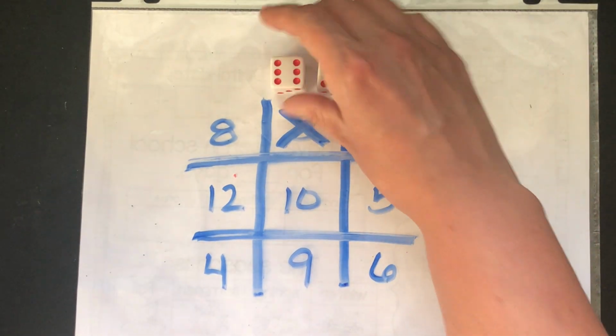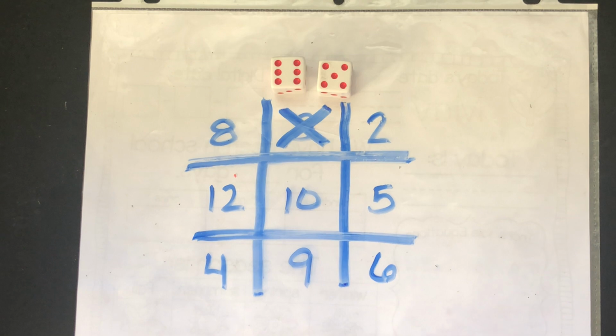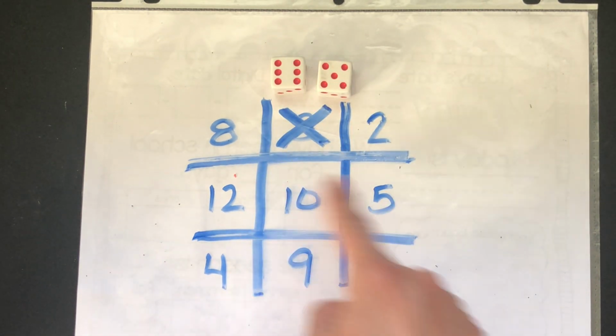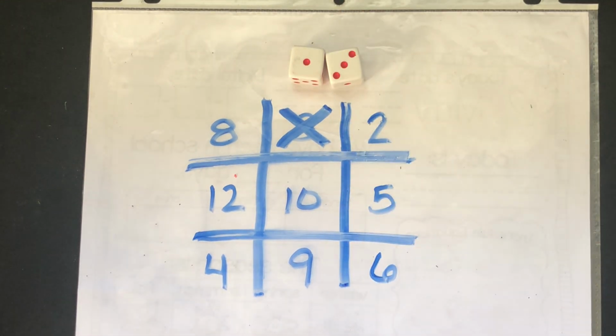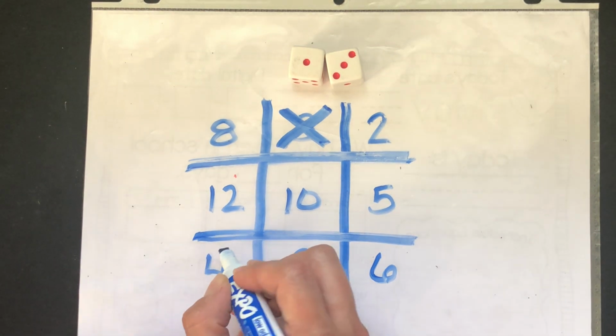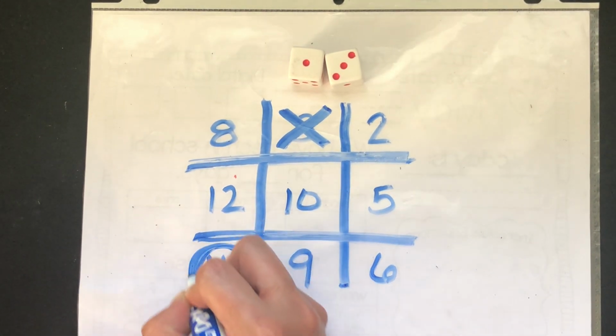All right, let's see what this is. A 6 and a 5. When you add those together, you get an 11. Do I have an 11 on the board? Nope, so I get to roll again. A 3 and a 1. What number is that, love bugs? That's a 4. And the person who's the O would make an O there.